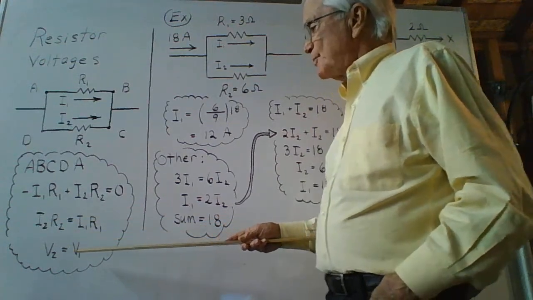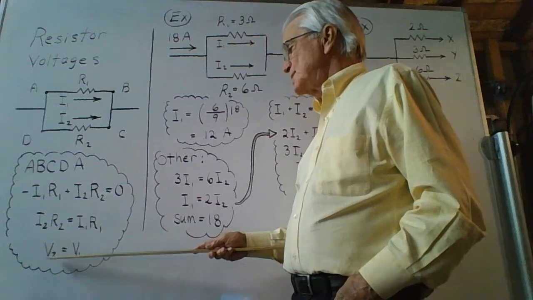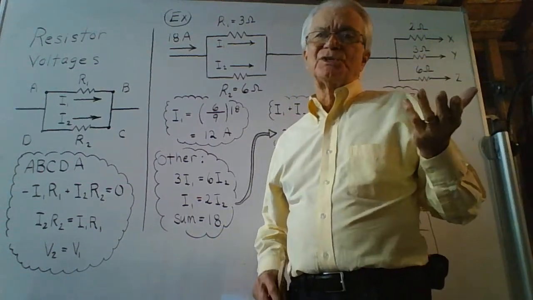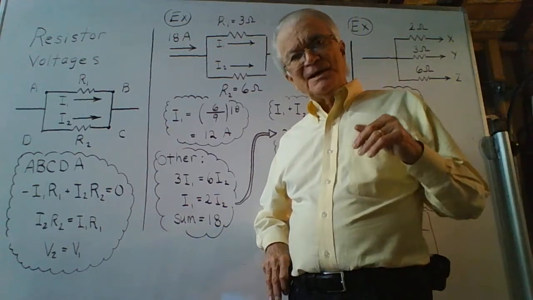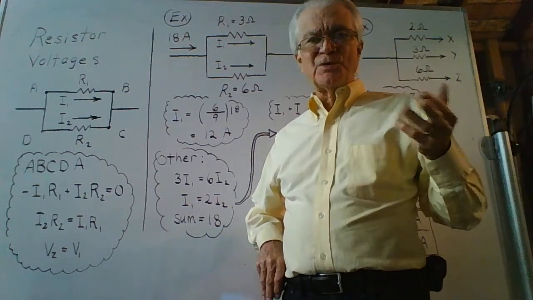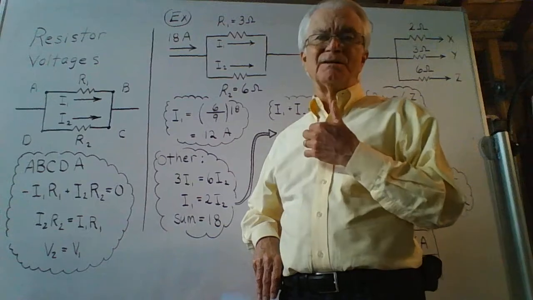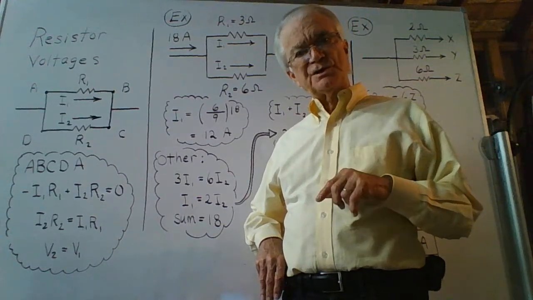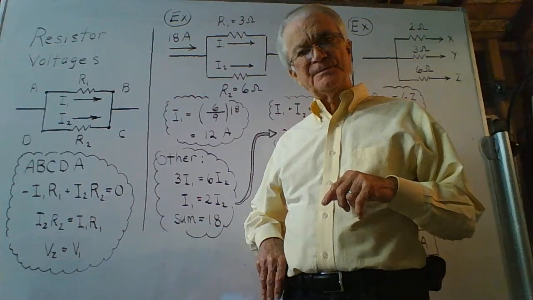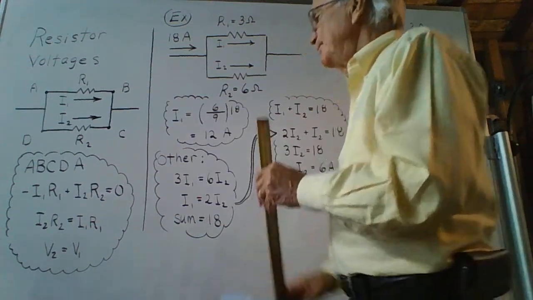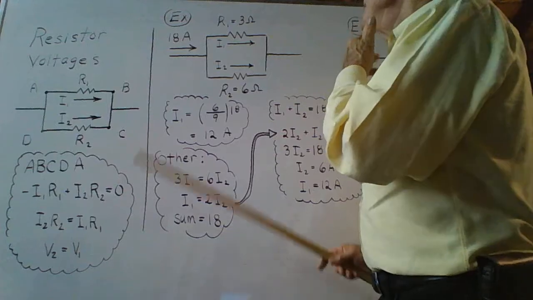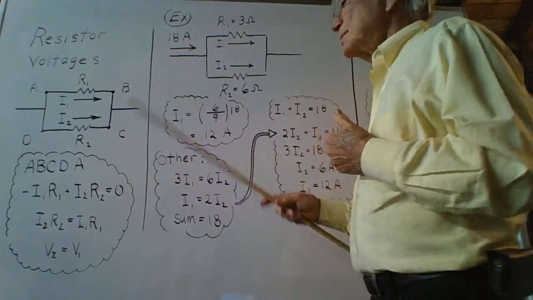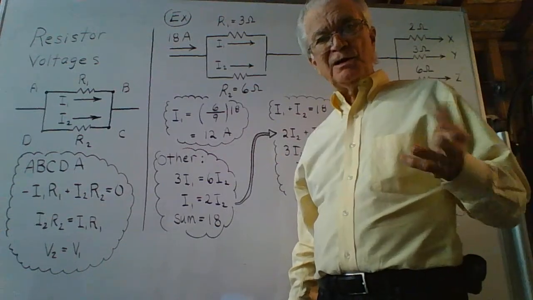Or in shorter form, we can say that V2 equals V1, where V represents two things in this chapter. It's either the abbreviation of the word volt, that's not the case here, or it's the symbol that we use for a resistor voltage. Well, let's use the fact that resistor voltages for resistors in parallel are the same.